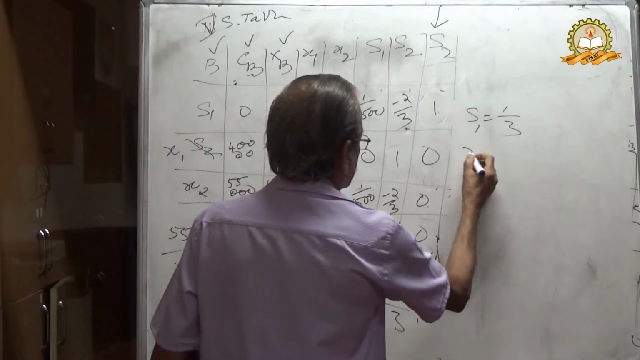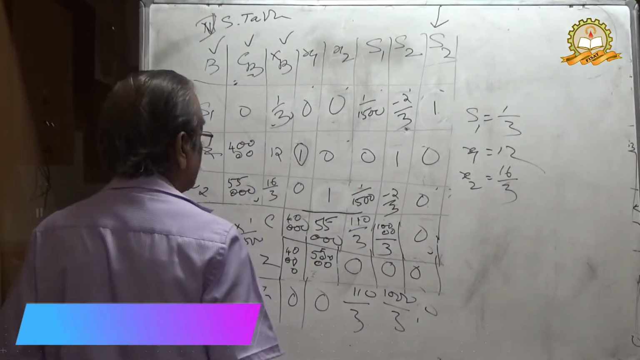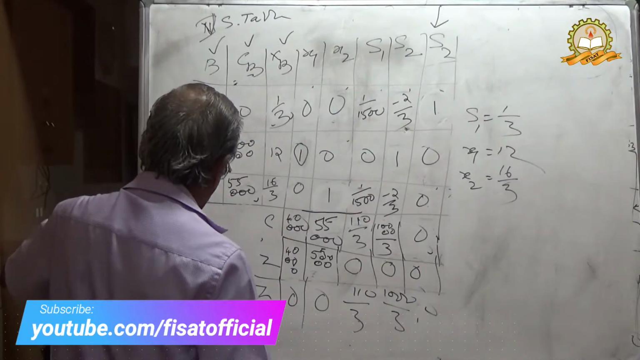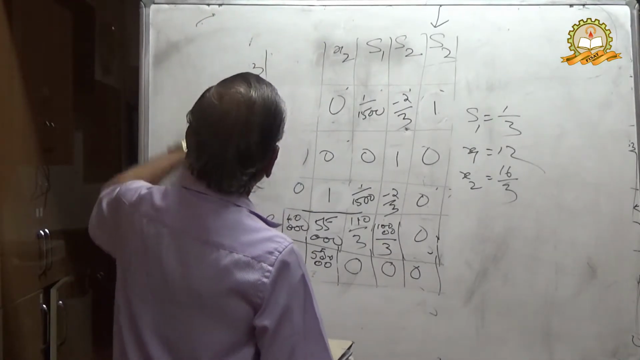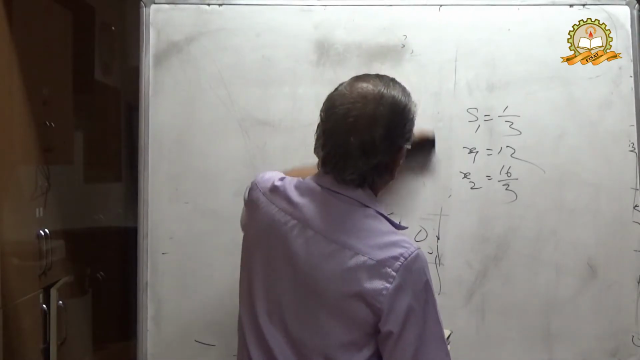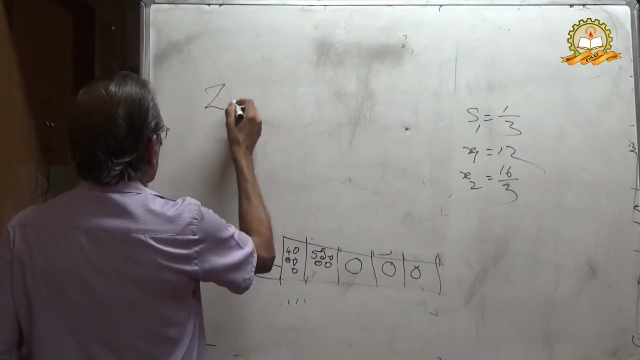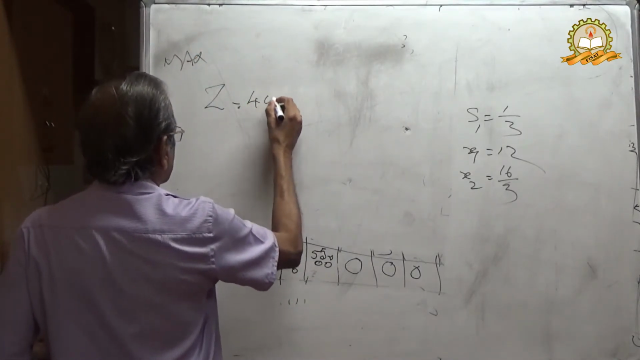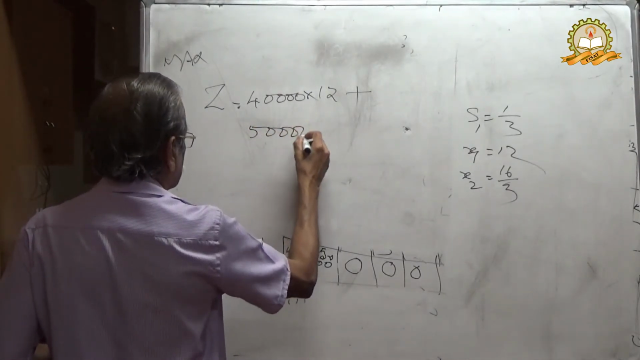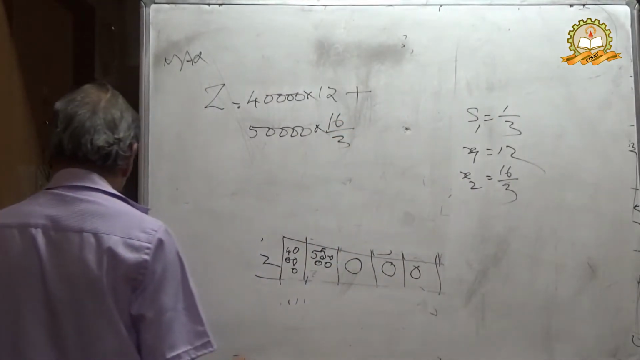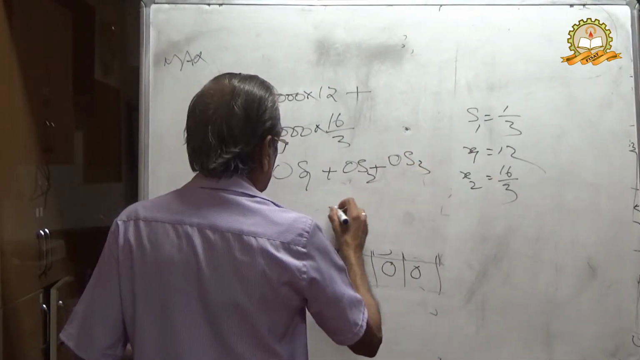Then x1 equal to 12, and x2 equal to 16 by 3, and the maximum value of the objective function will be z equal to 40,000 into x1 12 plus 55,000 into 16 by 3 plus 0 into S1 plus 0 into S2, S1 value 1 by 3 plus 0 into S3 minus MA1.